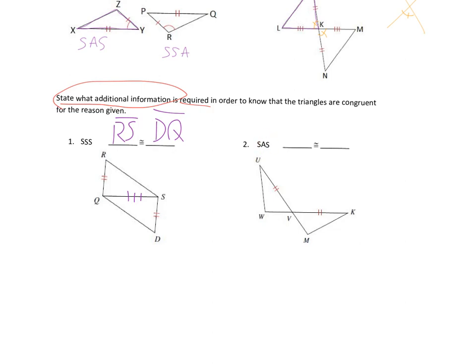Side angle side for number 2. Well, we know that UV is congruent to VK because of these marks. We know by vertical angles that this angle here is congruent to that angle there. So the last thing we would need for side angle side is to know if segment VW is congruent to segment VM. Let's say that VW is congruent to VM, because that will allow us to have our side angle side relationship.